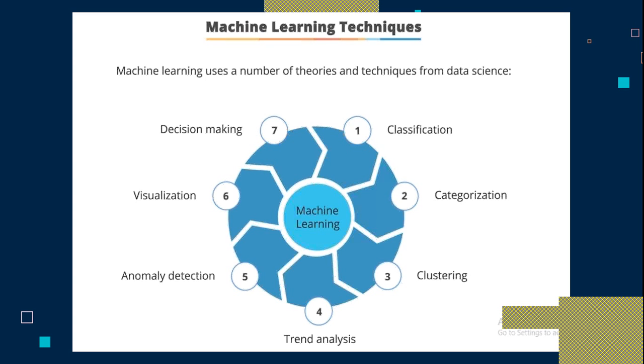Then visualization. Visualization is giving the graph output based on your data. So visualization is when your data or data set gives us some output in the form of a graph. It's called visualization.